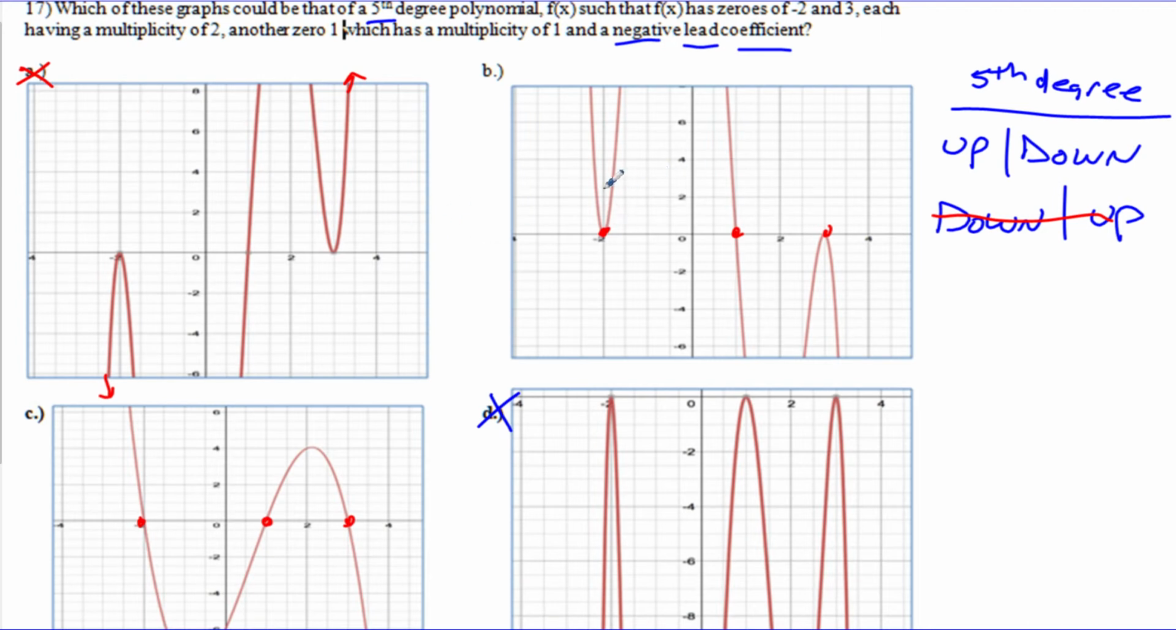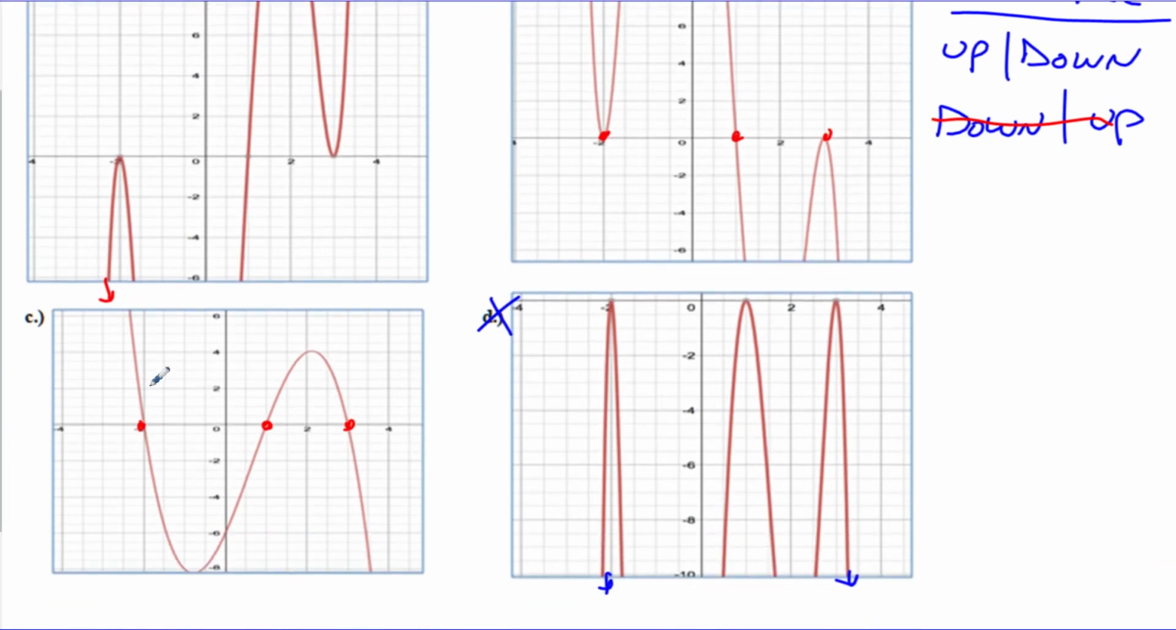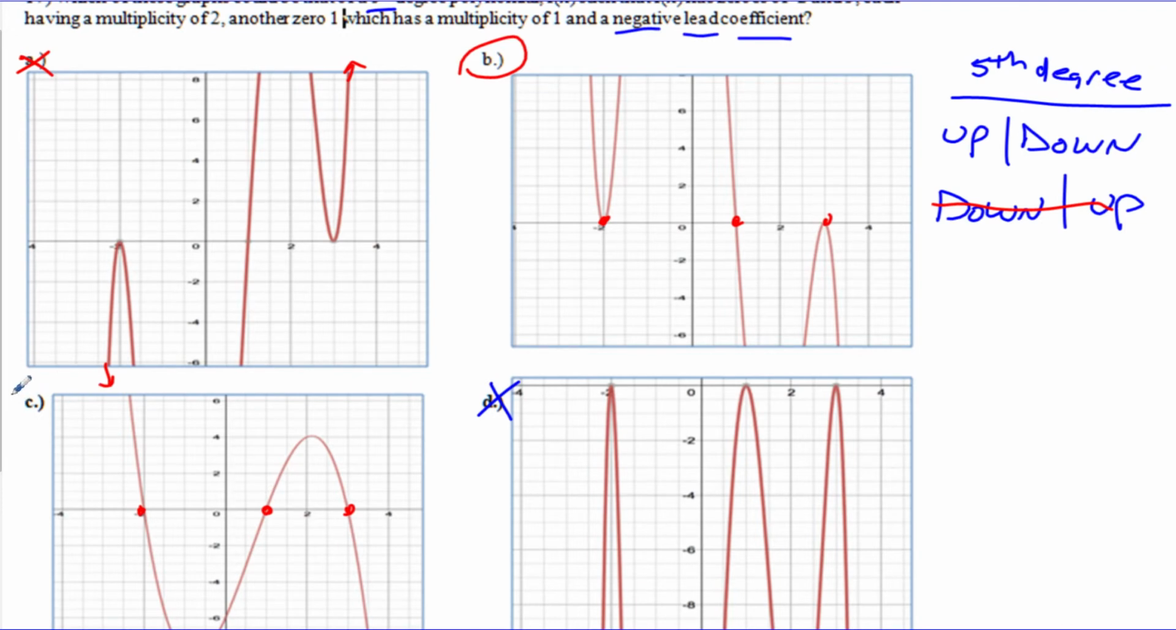So if you notice in choice B, at -2, it's acting like a parabola, and then it goes up and it comes straight through 1, and then it acts like a parabola again at 3. So it looks like this is our choice. Because C does not act like a parabola. It goes straight through -2, and it goes straight through 3, and it is not allowed. So we're going to say in this case, this one is not showing the multiplicities.